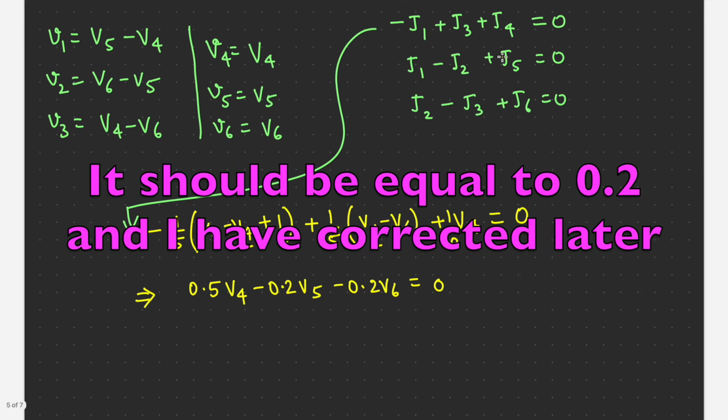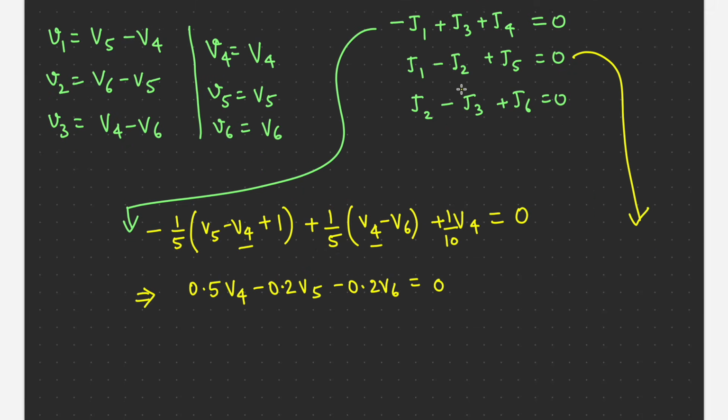Similarly, we can take the second equation, that is J1 minus J2 plus J5. J1 is again V5 minus V4 plus 1, into 1 by 5. That was the J1 we have taken in the first expression. Minus J2, so minus V6 plus V5 into 1 by 5, and plus J5 means plus V5 by 10 equal to 0.